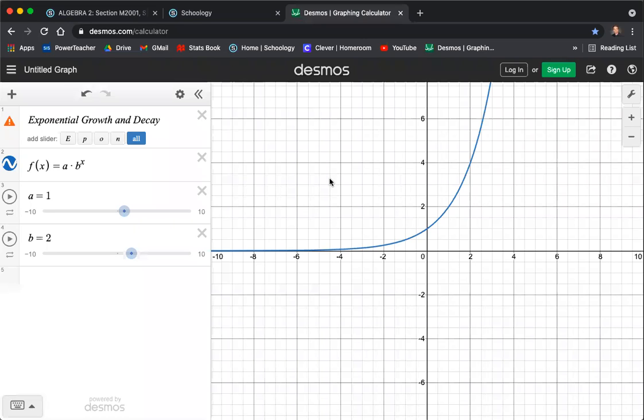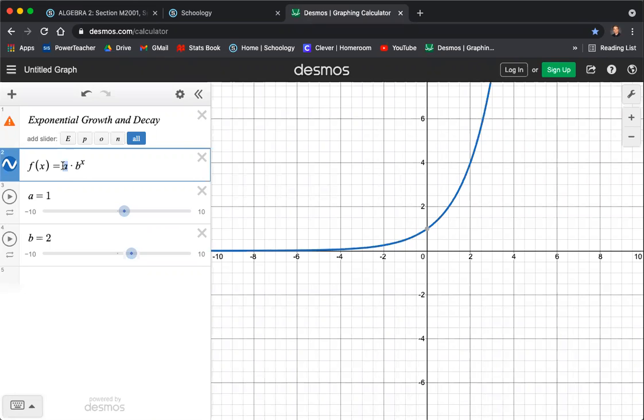Hey everybody, so we're ready to move on to the next unit, which is called exponential and logarithmic functions. And we'll start off exponential functions with growth and decay. So here's the general form for it. We have f of x equals a times b to the power of x.